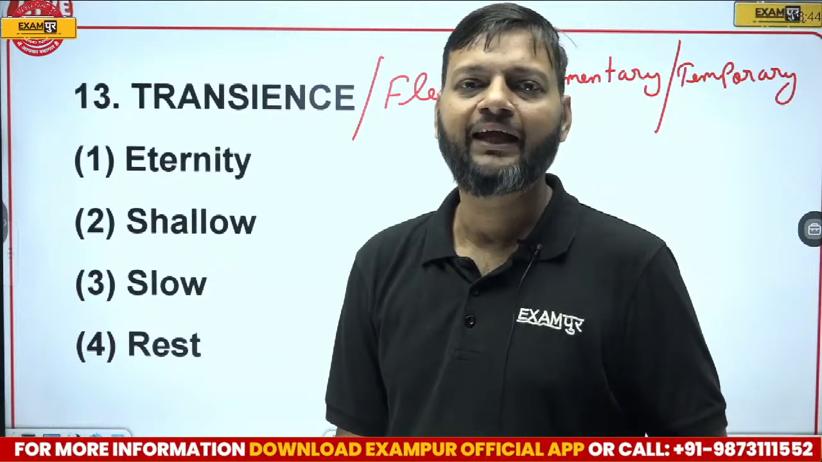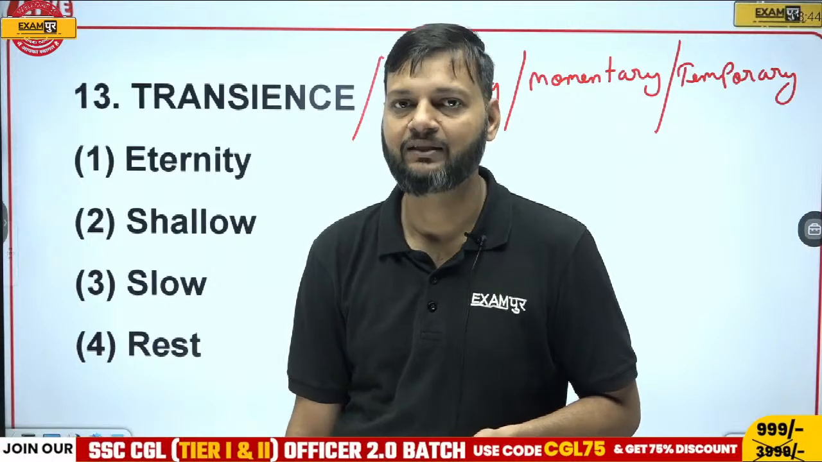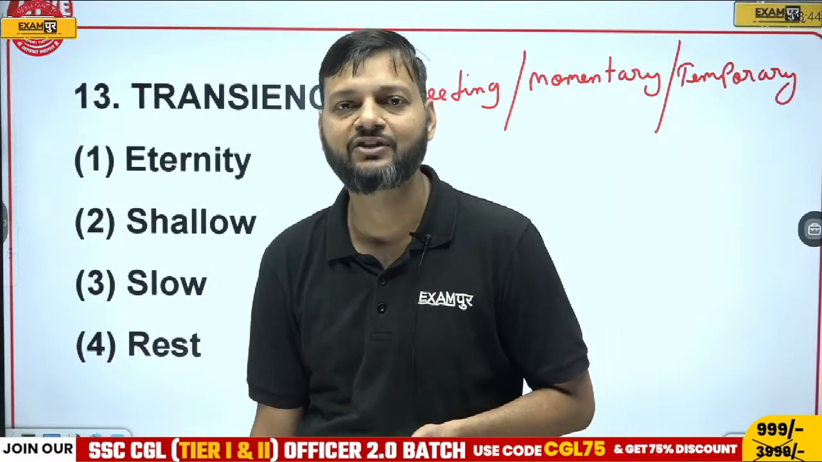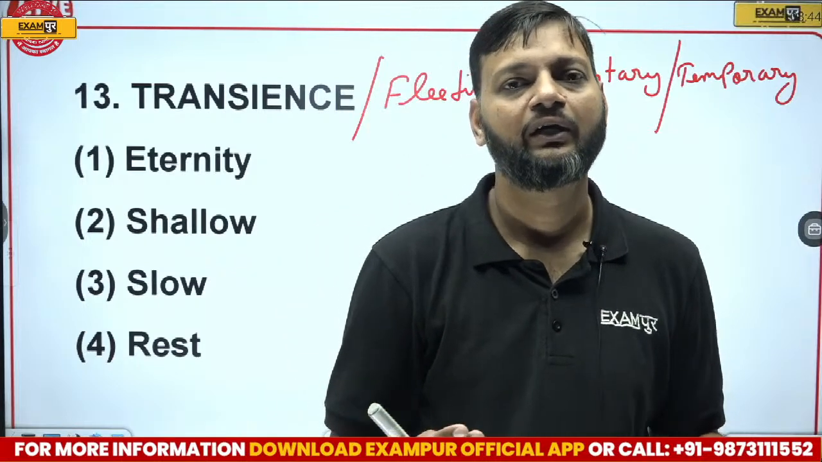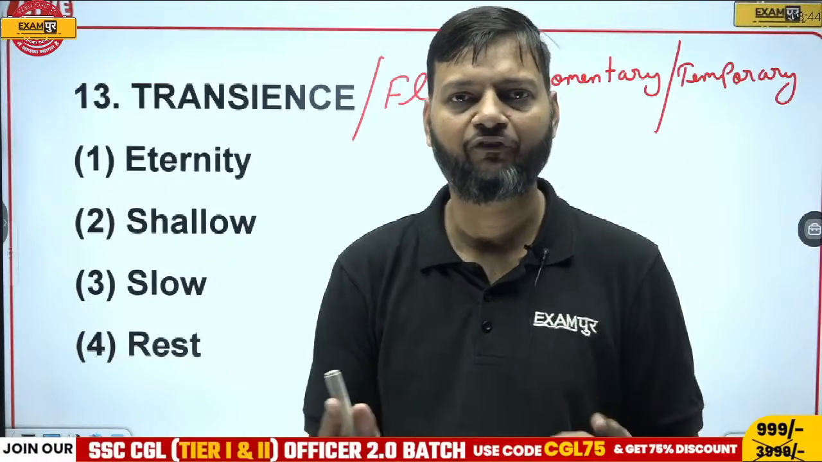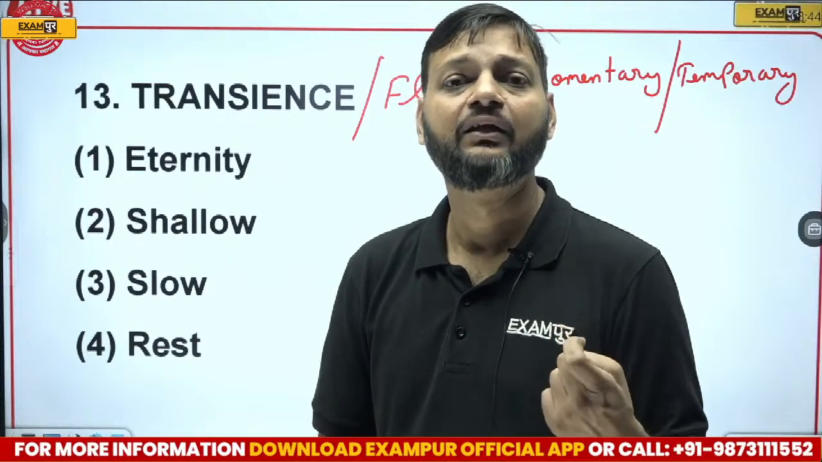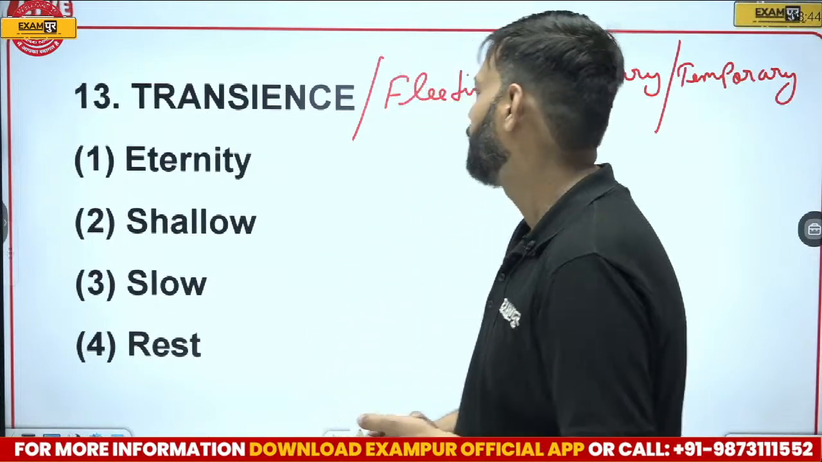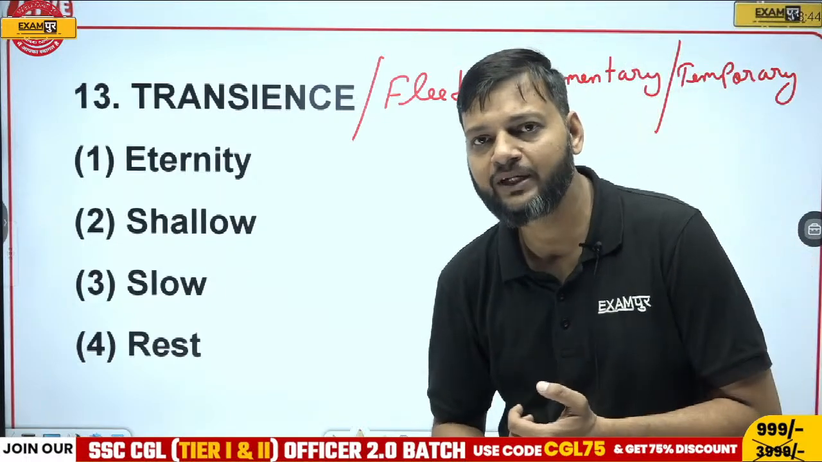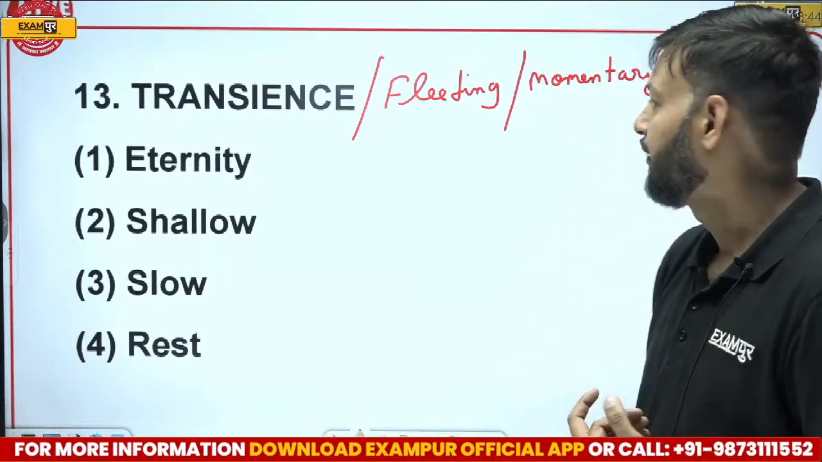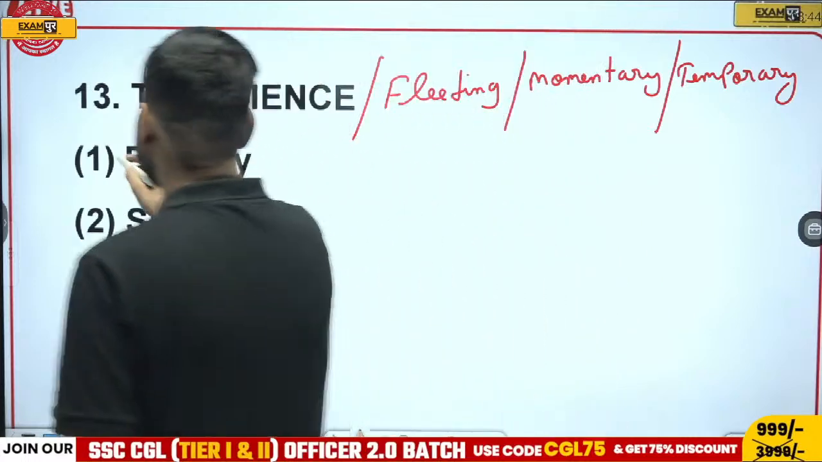Okay. The life of a butterfly is transient. It lives only for a week. The life of a candle is transient. So transience means something which is fleeting or momentary or temporary, which is not eternal. So its antonym is eternity.